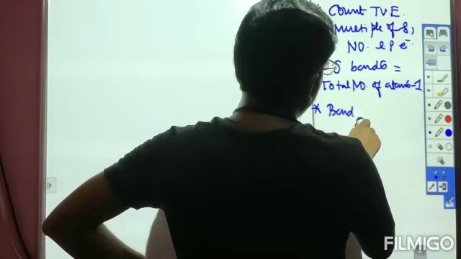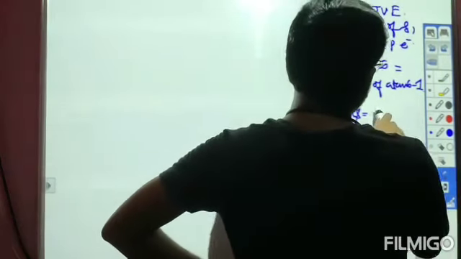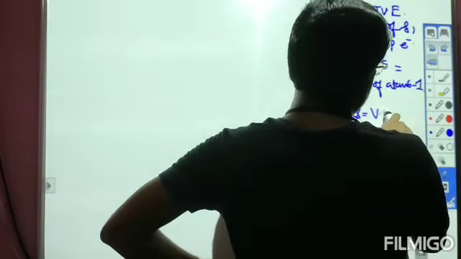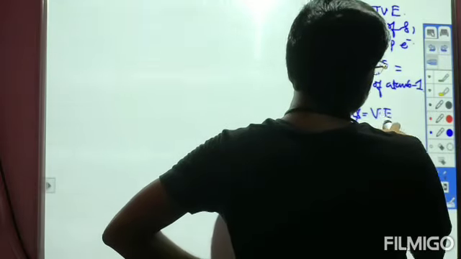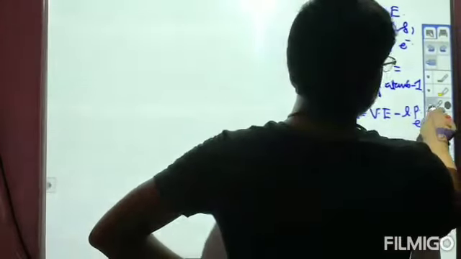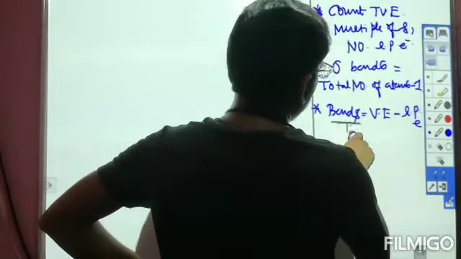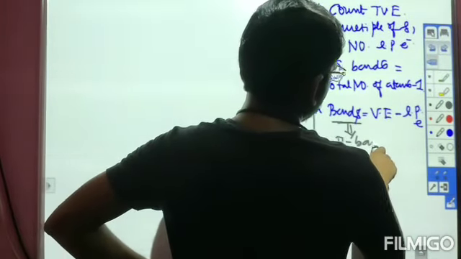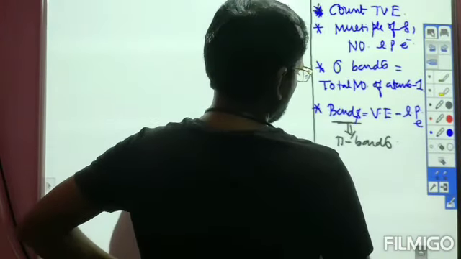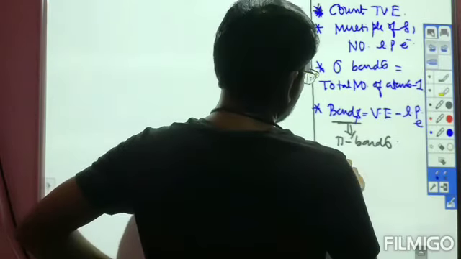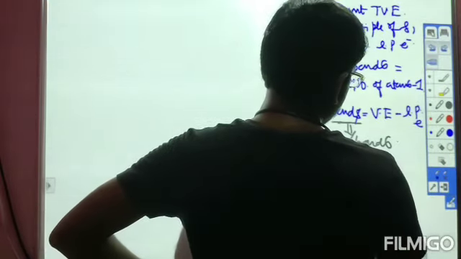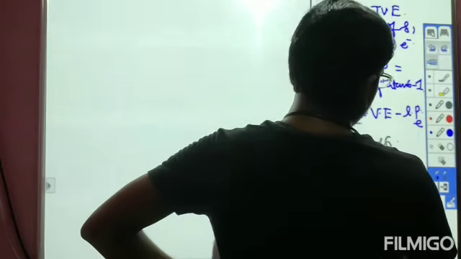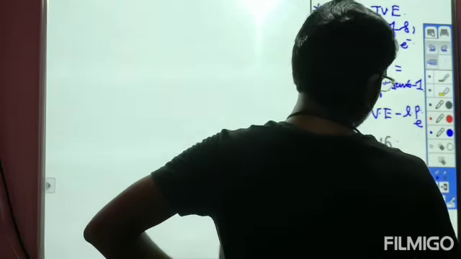Bonds equal to the valence electron minus lone pair electron, okay, and what else? And from that we can calculate the number of pi bonds. Last one, the formal charge equal to valence electron minus lone pair electron plus bonds.